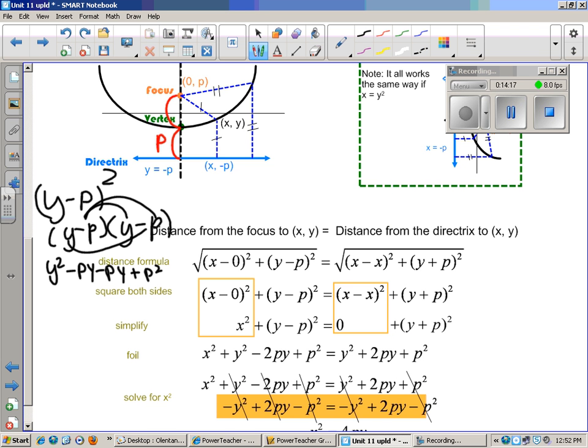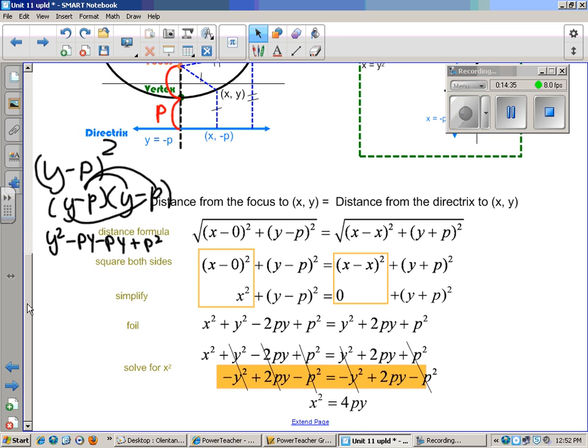And over here, I did the same thing, only with y plus p. I get y squared plus 2py plus p squared. Okay? Everyone with me so far? No? Yes? Okay.